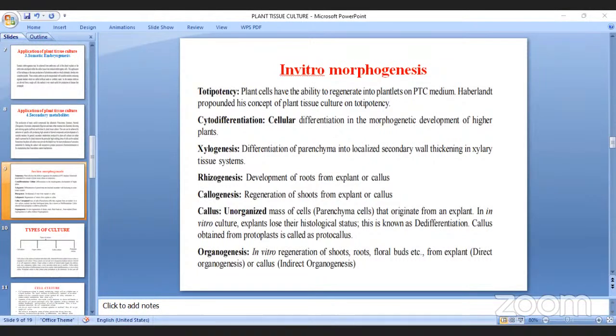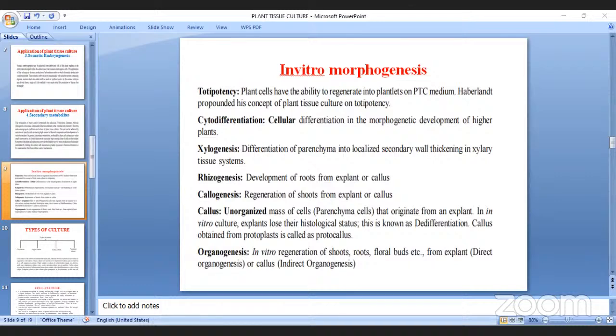So during morphogenesis, some of the processes develop. For example, the property of totipotency. First of all, totipotency, already told you yesterday. The totipotency property means the plant cell has the ability to regenerate into plantlets on plant tissue culture medium. Already we discussed yesterday how the culture medium is prepared and what techniques are involved. So that is totipotency.